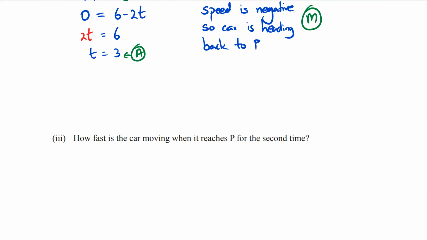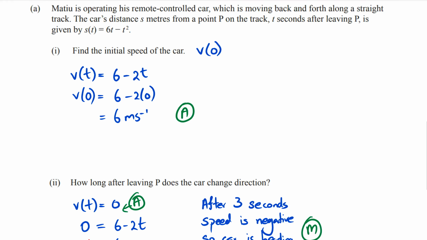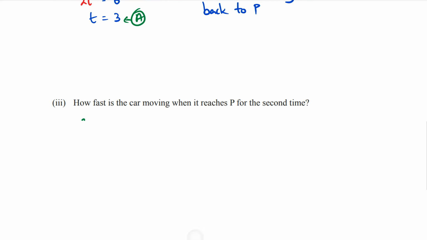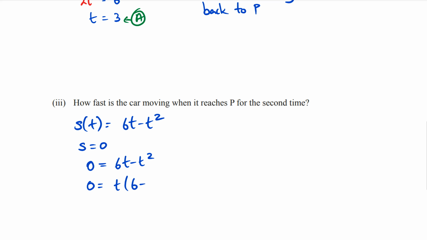How fast is the car moving when it reaches P for the second time? Now to do this, we're going to need our original equation, which was S of t is 6t minus t squared. We're trying to figure out when it reaches P for the second time, so S is equal to 0, because at P, S is equal to 0. So we put 0 equals 6t minus t squared and factorize this. We've got t and 6 minus t. Therefore, t is equal to 0, or t is equal to 6.